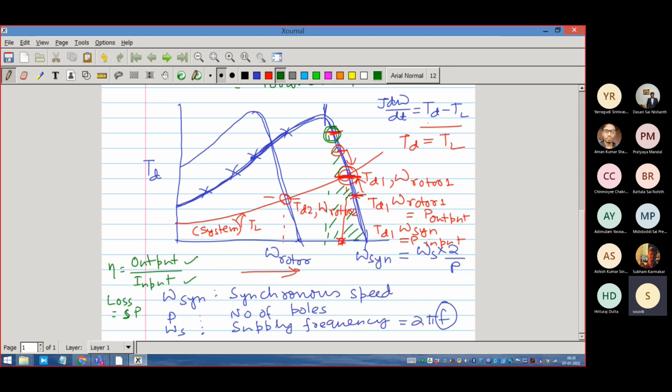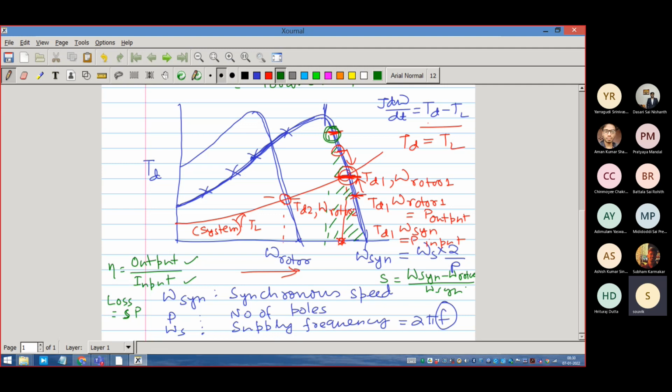Slip is (omega sin minus omega rotor) divided by omega sin. That is the definition of slip. So we don't intend to go beyond that. So that is what decides our operating point, that it is near 4 to 5% at the most.